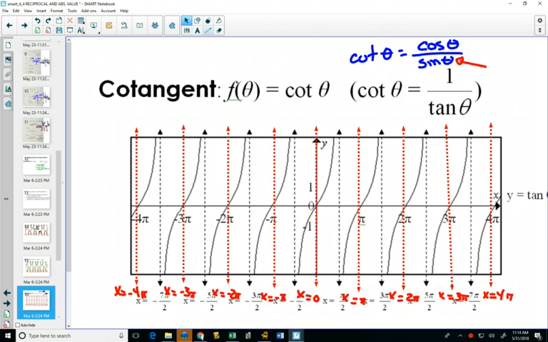For example, if I give you the value of pi over 2, take out your calculator or use your pi plate. Plug pi over 2 into 1 over tan of theta and see what you get. Plug pi over 2 into cos of theta divided by sine of theta and see what you get. So either use your unit circle or use your calculator and tell me what you get when you do 1 over tan of pi over 2, and what you get when you do cos of pi over 2 divided by sine of pi over 2.